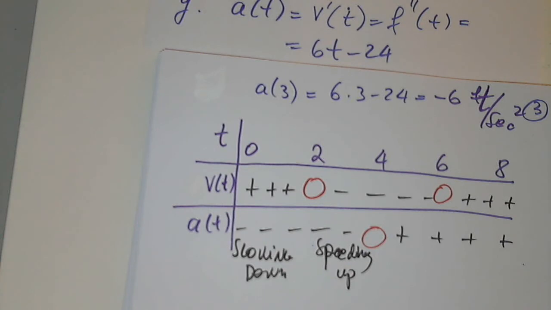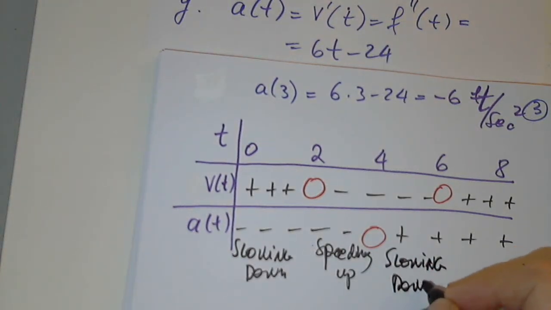On the next subinterval, between 4 and 6, the velocity is going this way, but the acceleration is going this way. Slowing down. On the last subinterval, both of them are in the positive direction. They're helping one another. Speeding up.